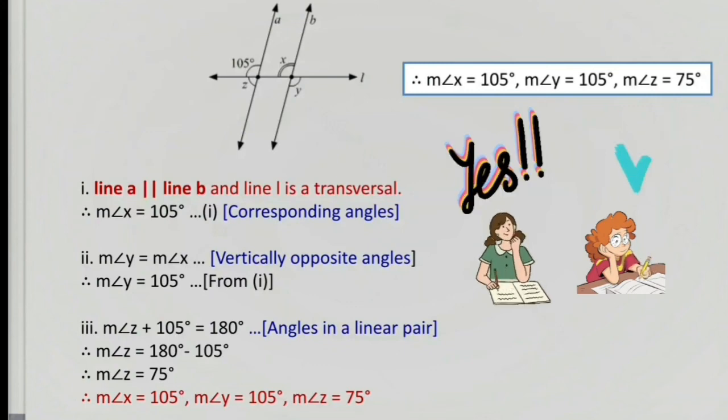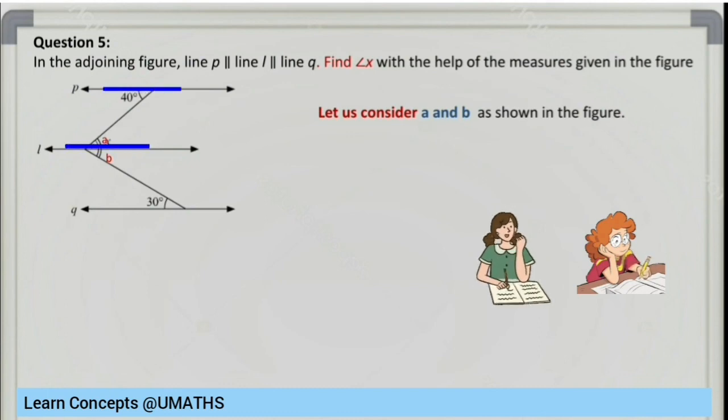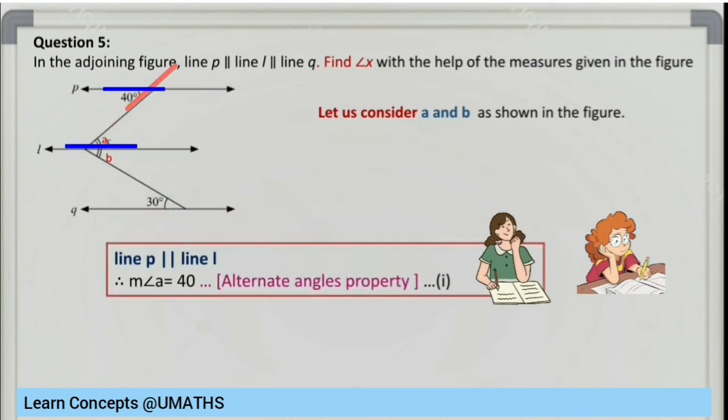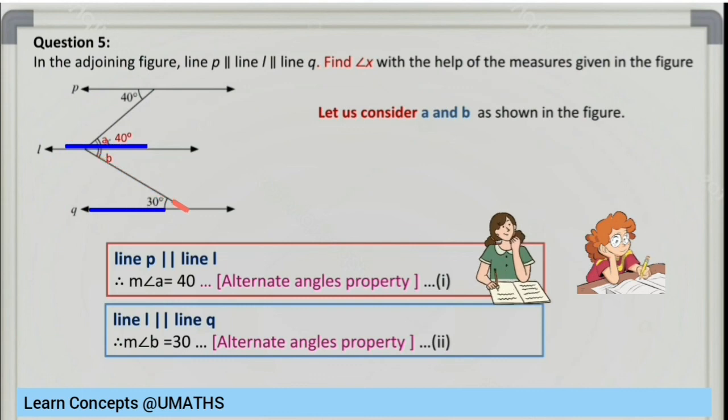Students, let's go for the next question. In this on-screen figure, line P and line L and line Q are parallel. Find angle X with the help of measures given in the figure. Let's consider A and B as shown in the figure. Now take line P parallel to line L. In this case, measure of angle A is equal to 40 by the alternate angle property. Now consider line L is parallel to line Q. In that case, measure of angle B is equal to 30 by the alternate angles property.